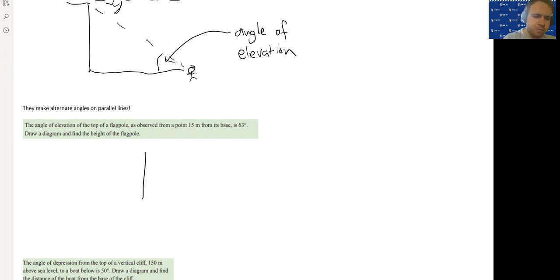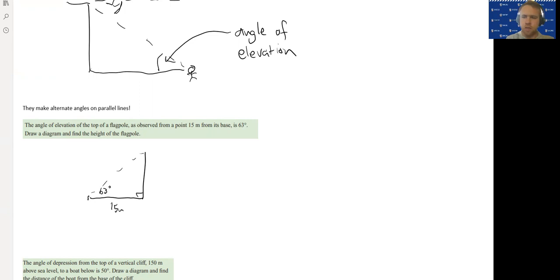And then we've got a point that's 15 meters from its base. Okay, and we've got this imaginary line looking up at the top of the flagpole. We know that the distance between the point and the flagpole is 15 meters. We know that this flagpole is going to be at a right angle to the ground. And we know that this angle here, the angle of elevation, so horizontal up, is 63 degrees, okay?